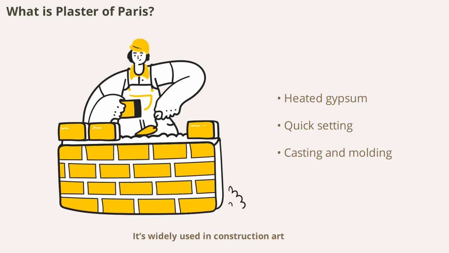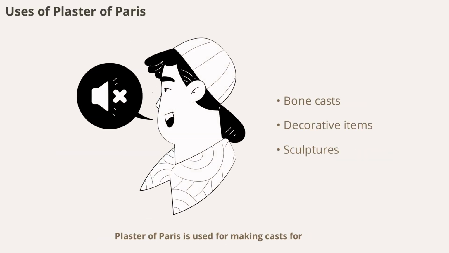It's widely used in construction, art, and medical fields for making casts and sculptures. Plaster of Paris is used for making casts for broken bones and for creating decorative items in architecture. Its ability to set quickly and form a hard surface makes it invaluable in hospitals and construction sites. Artists also use it for making detailed sculptures and models.